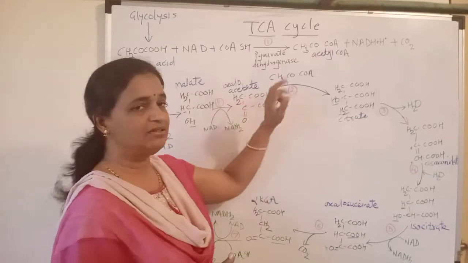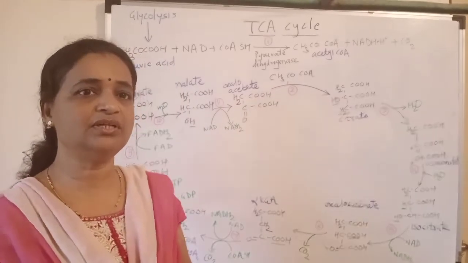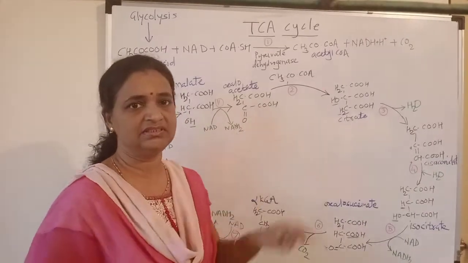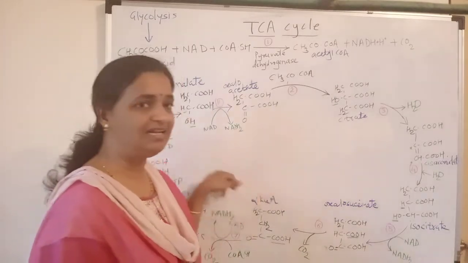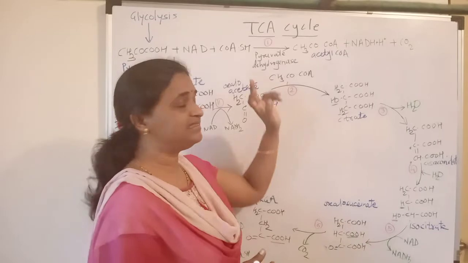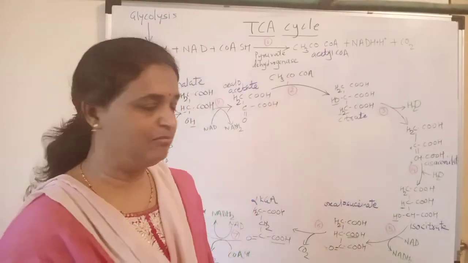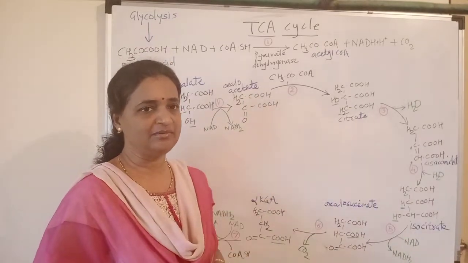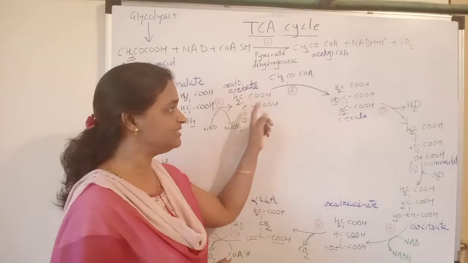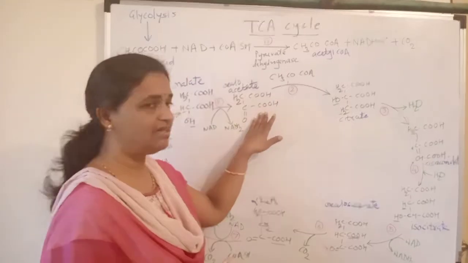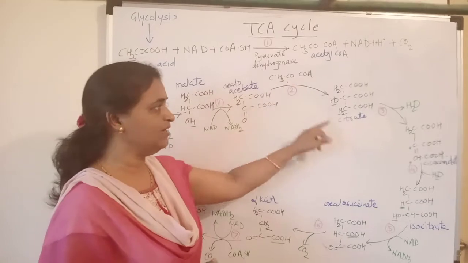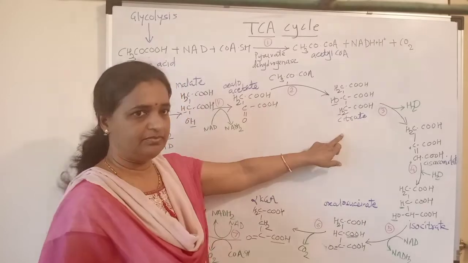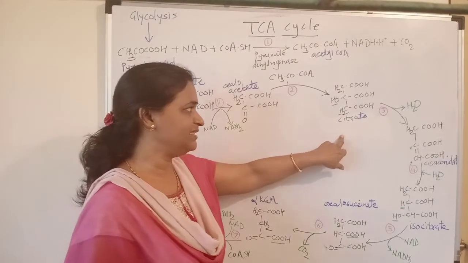Now this acetyl coenzyme A is the intermediate which enters the TCA cycle. In the first reaction, oxaloacetate, which forms in the last reaction of the TCA cycle, is used. This TCA is not a pathway, it is a cycle, because in a circular manner there is recycling of the intermediates, and the end product oxaloacetate is recycled in the same pathway. This oxaloacetate combines with acetyl coenzyme A to form the first intermediate, citrate. This reaction is governed by the citrate synthetase enzyme.